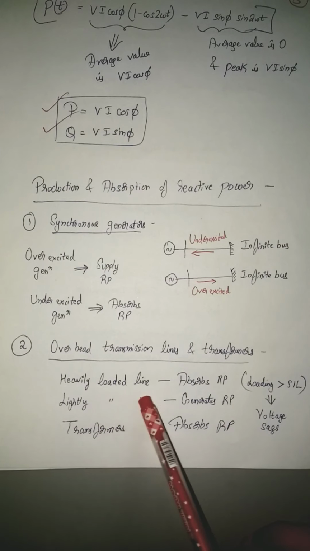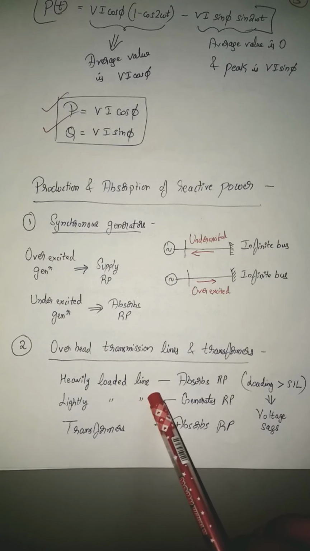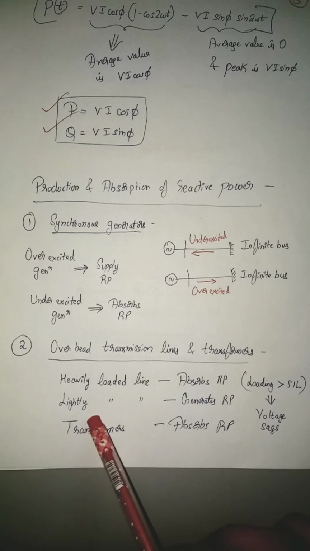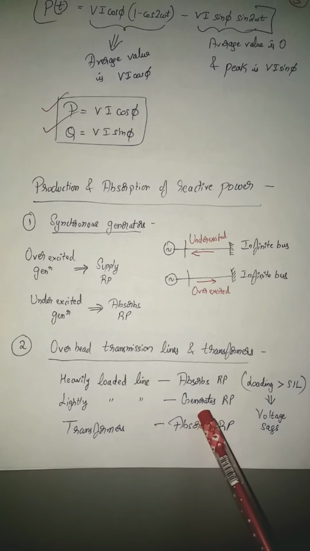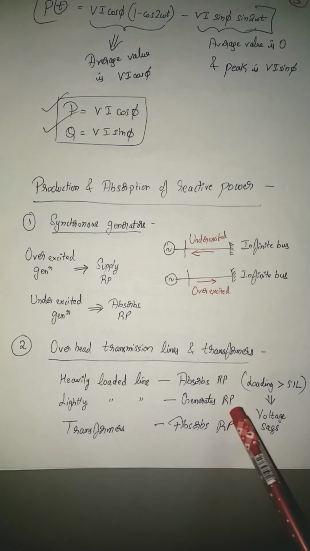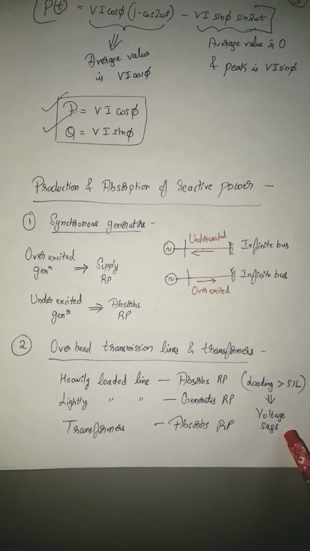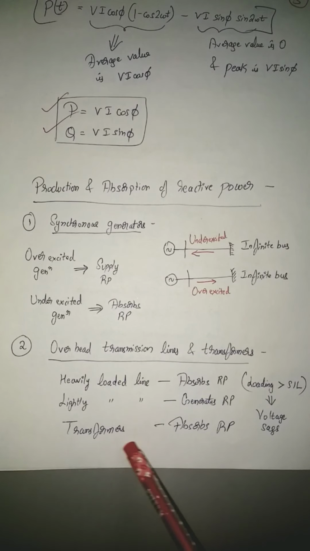So whenever it is a heavily loaded line, automatically it is going to absorb the reactive power, because the consumption will be more, it will be drawing the reactive power. Whenever the line is lightly loaded, it will start to generate the reactive power. And in T&D subject, you already studied about surge impedance loading. I don't want to repeat surge impedance loading. You know what is surge impedance loading. When the loading on the transmission line happens to be greater than surge impedance loading, the voltage is set to reduce.